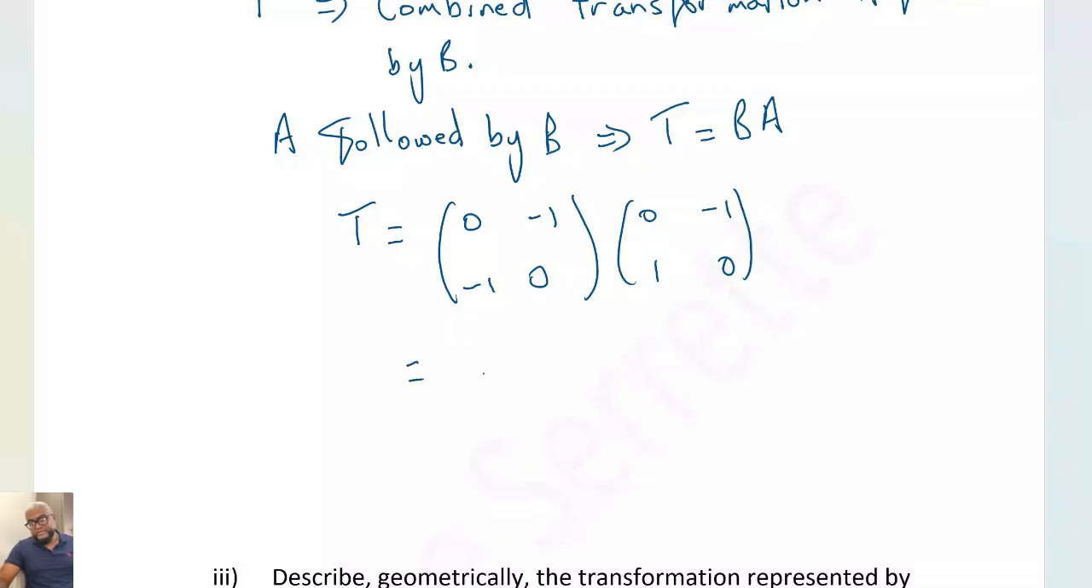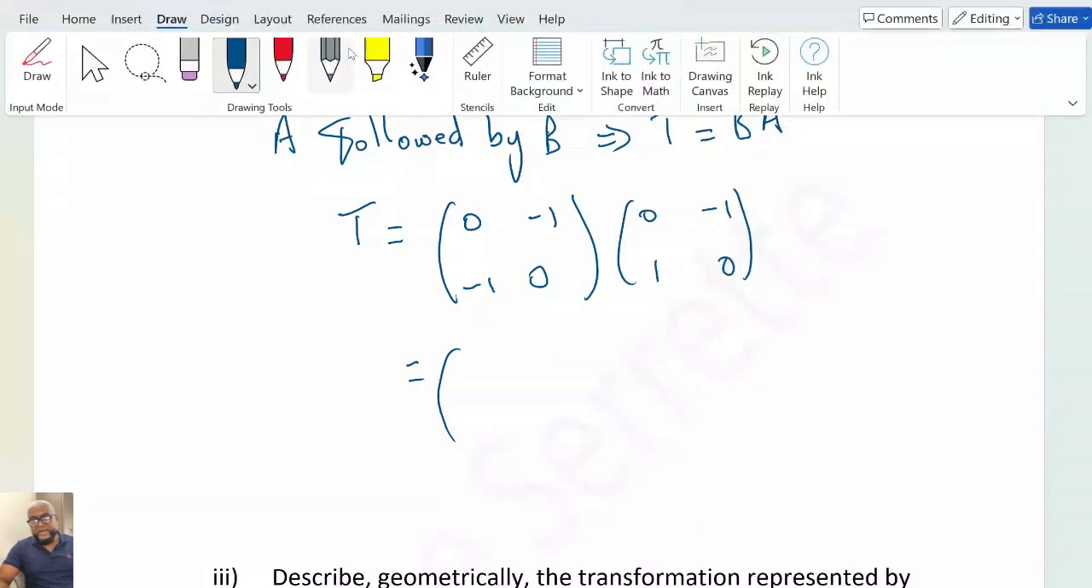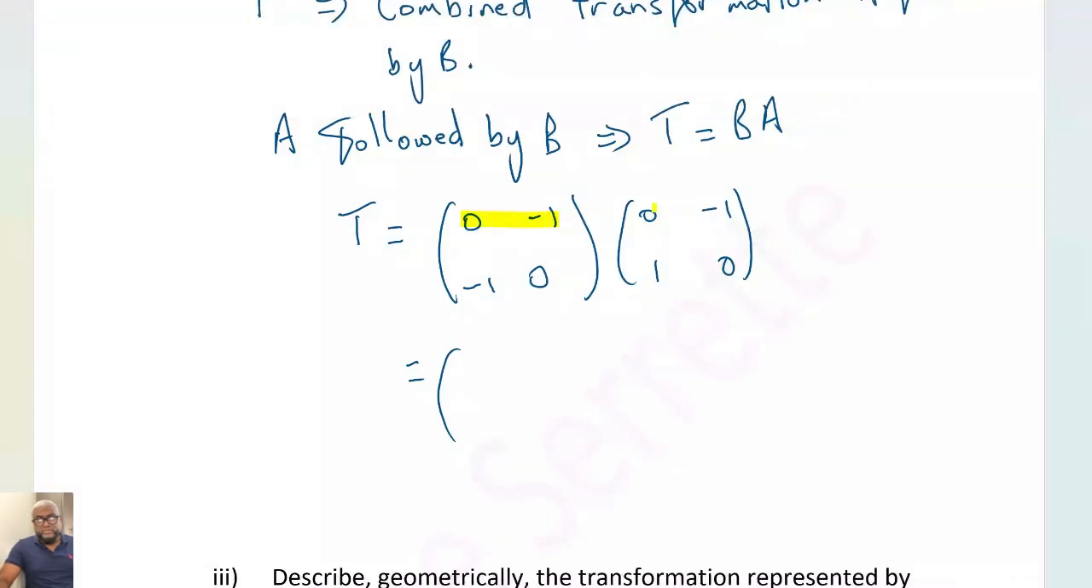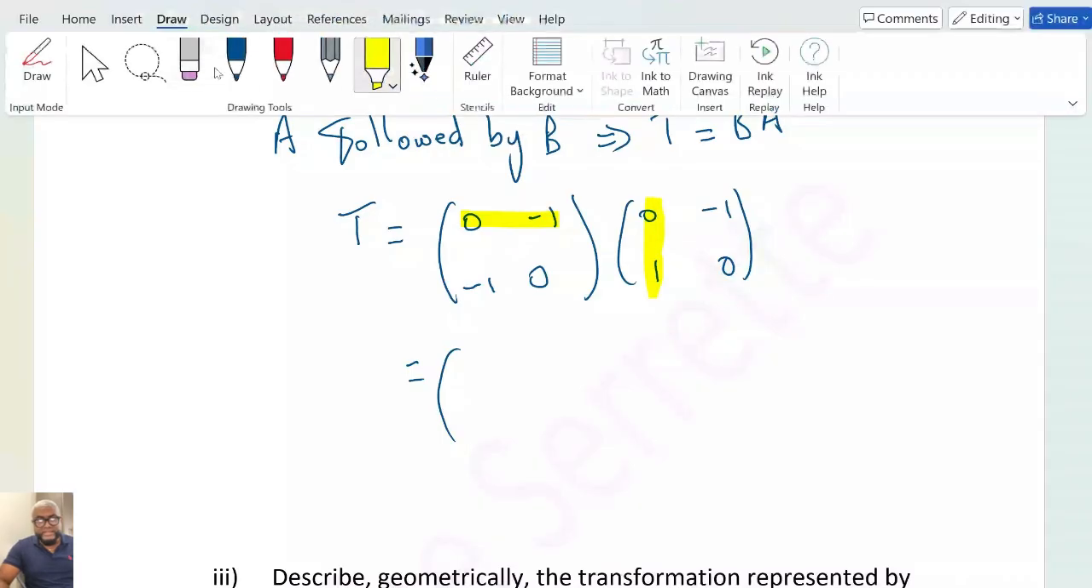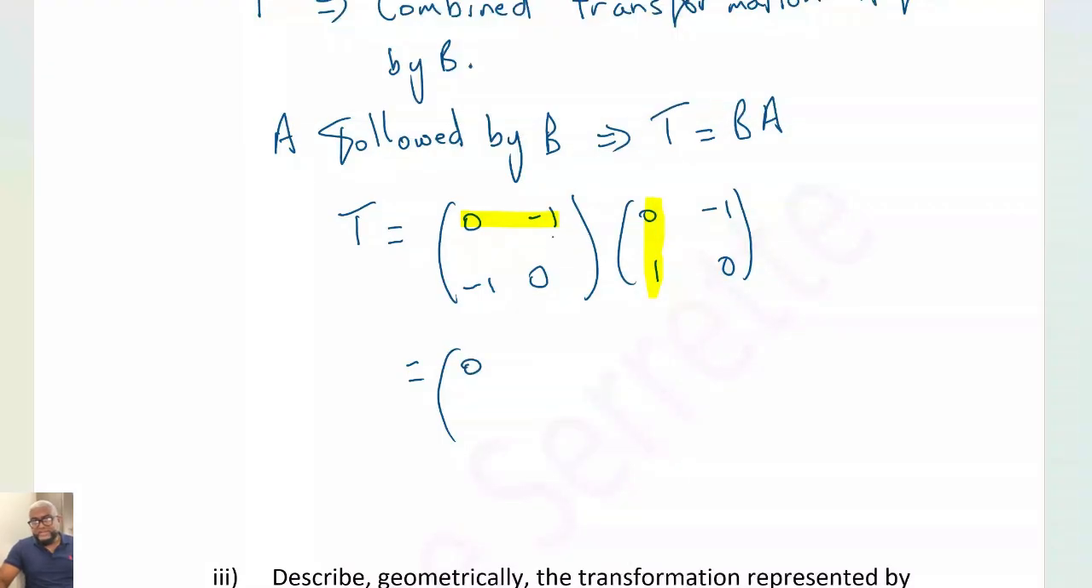Destiny, what are we doing here? Multiplying row by column. Right, so let me go. I'm going to put it there. Every multiplication we do, I'm going to put the highlight, right? So row by column. 0 by 0 is 0. Negative 1 by 1 is, well, it's plus negative 1. That's the first multiplication, right?